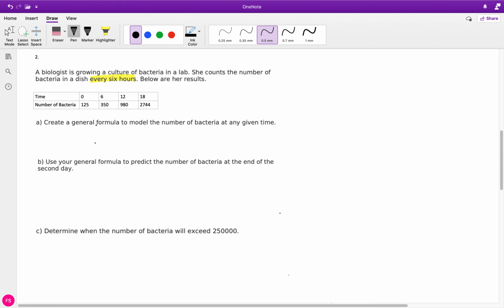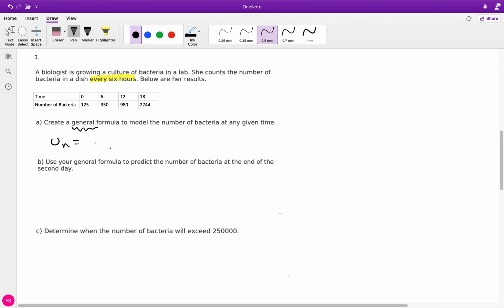We have to create a general formula to model the number of bacteria at any given time. Like I told you before, whenever you see a general formula, that means you have to find the nth term of the series. You're going to use the formula for the nth term, but instead of writing any number for n, you are just going to use n, and you are going to use the first term and the common ratio. You just don't use any value for n, you just leave it like that. So for this geometric sequence, I'm just going to write un equals.